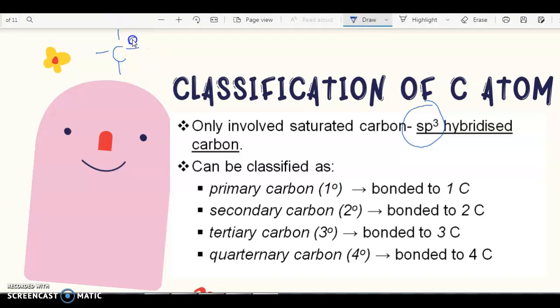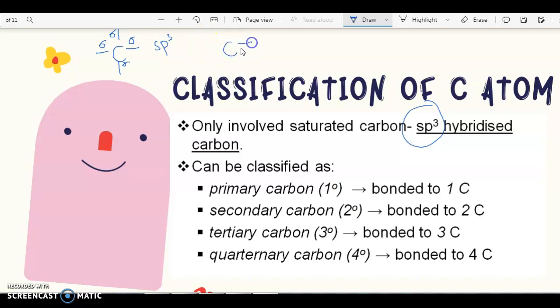So bila 4 single bond, satu single bond ni ada 1 sigma. So dia ada 4 sigma bond that made up sp3 hybridization. Okay, so means that syarat dia carbon tu mesti ada 4 single bond baru kita boleh classifykan dia.